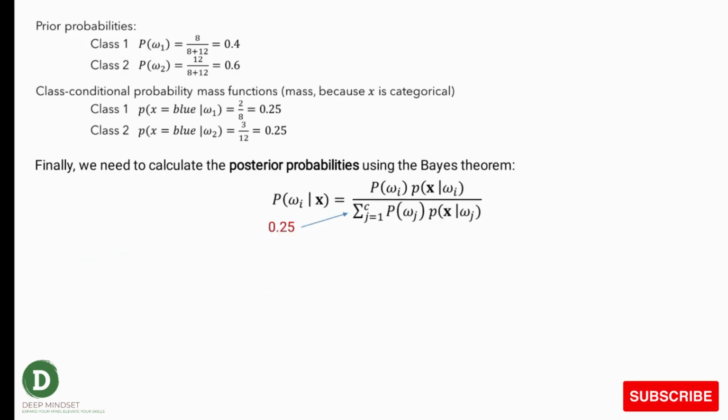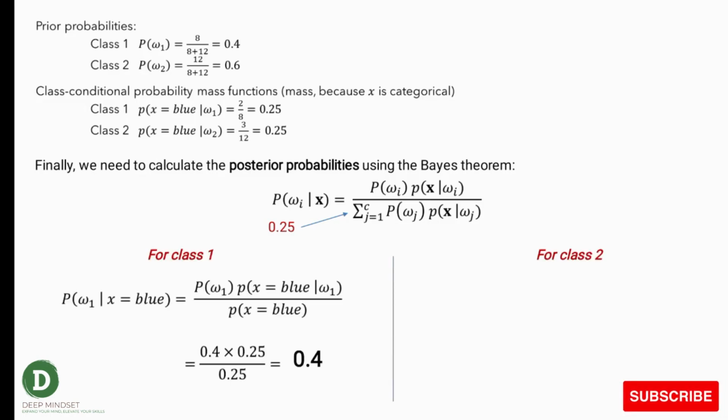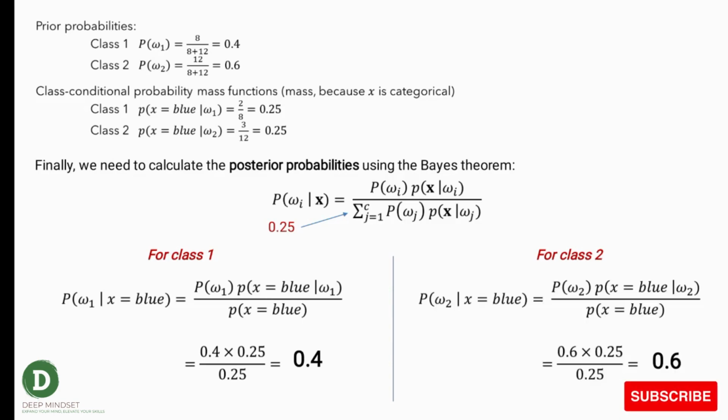So we've worked out that bit. For class 1, we can take the probability of it being class 1 times the probability of it being blue in class 1, over the probability of it being blue at all. 0.4 times 0.25 divided by 0.25, giving us 0.4. Class 2, we get the same thing. The probability of it being class 2 times the probability of it being blue in class 2, divided by the probability of it being blue at all. 0.6 times 0.25 divided by 0.25 gives us 0.6. Okay?